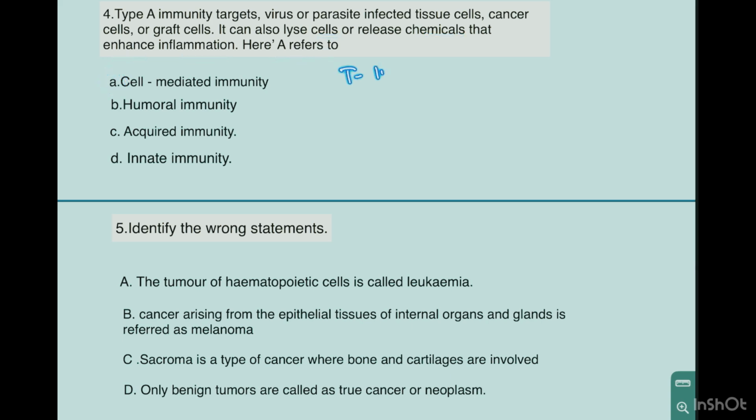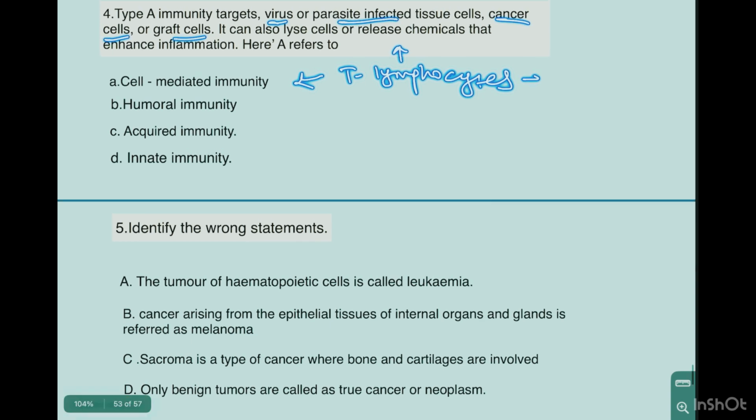So T lymphocytes are the cells of cell mediated immunity, and these T lymphocytes recognize the virus infected cells, they also recognize the cancer cells, graft cells, and bring about their destruction or lysis. And these T lymphocytes also release the chemicals called cytokines, which enhance the inflammation process after infection or after entrance of any foreign antigen.